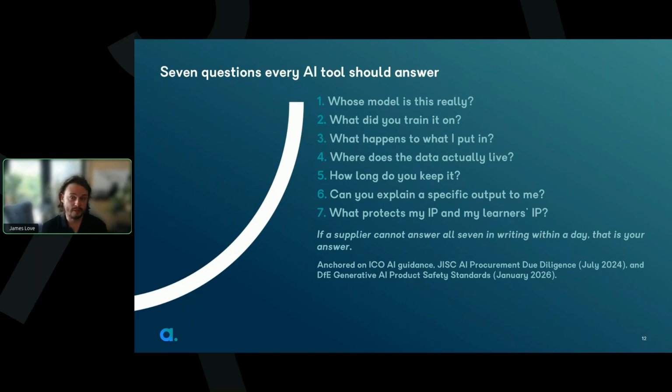So those should be core to every supplier review you do, but simplify that now to the 7 questions. Question 1, whose model is this really? Yours, the supplier's, someone else's via an API? If it runs on OpenAI, Anthropic, Google, your data flow extends to them, and their terms become part of your DPIA.